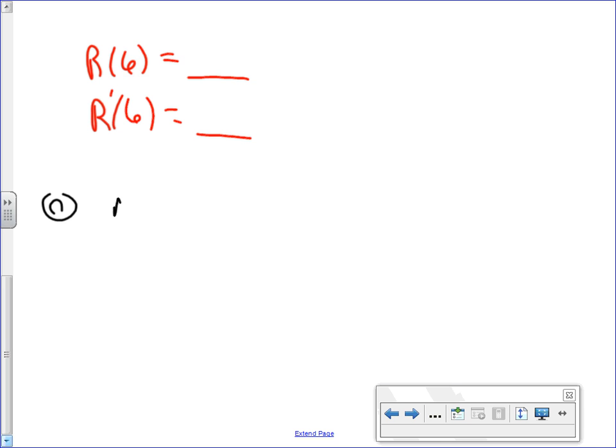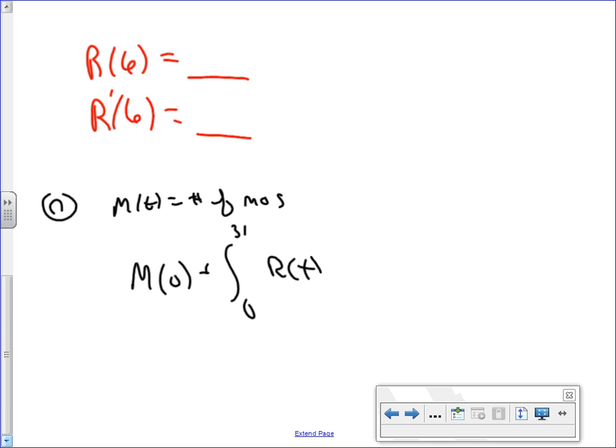I'm going to say M of T equals number of mosquitoes. I kind of like doing this. You don't have to do this. I'm going to put M of 0 plus the integral from 0 to 31. But certainly you don't have to do that. This is just my little pet peeve. You can also just write 1,000 right there. And if you're going to do that, you have to define the function. Somehow that makes me think through it a little bit better. But the 1,000 is perfectly all right. You just have to remember that the number that you put here has to be from the same time as the time you put right there.